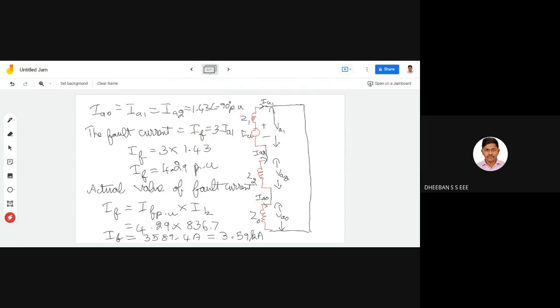So now coming to the actual value of the fault current. So here your IF, you have to multiply with respect to your base value. So here the base value is 836.7 amps. Okay, so after multiplying, you will be getting somewhere around 3.6 kiloamps. So just imagine when the network is exposed to a fault, particularly the line to ground fault, the amount of fault current flowing through the network is around 3.6 kiloamps.